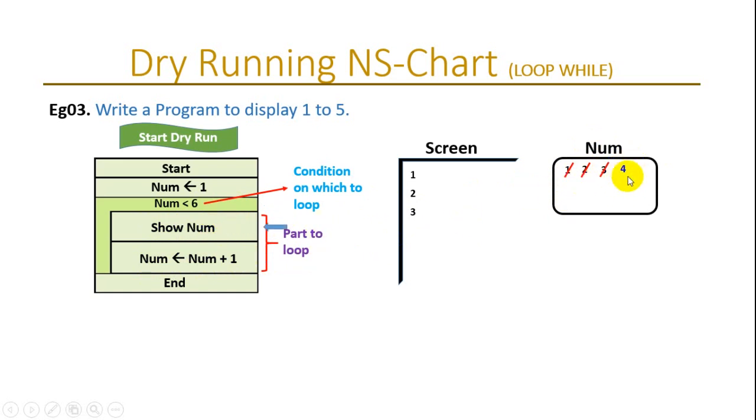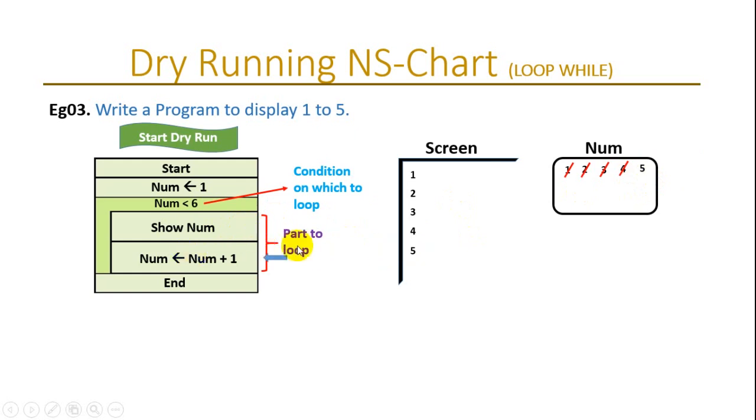Num now is 4, so 4 gets displayed. Then you go to the next line, increment num by 1. So 4 becomes 5. Then this is the last line. Again you go back to the condition. Is it less than 6? Yes, 5 is less than 6. Again go into the loop, show num. Num is 5.